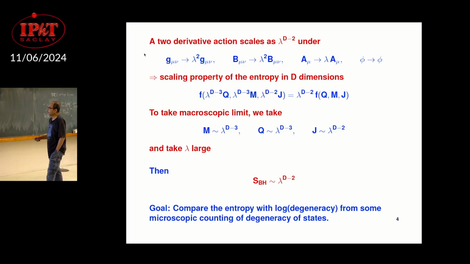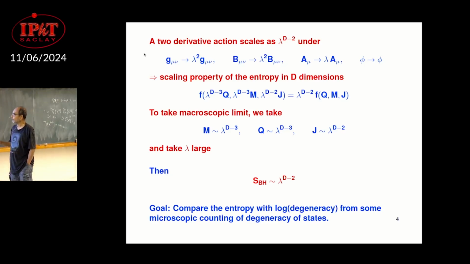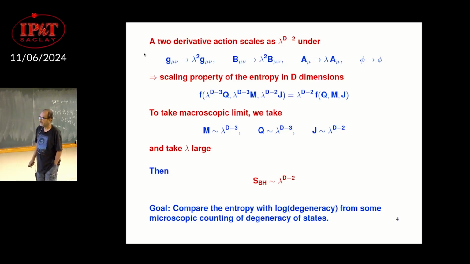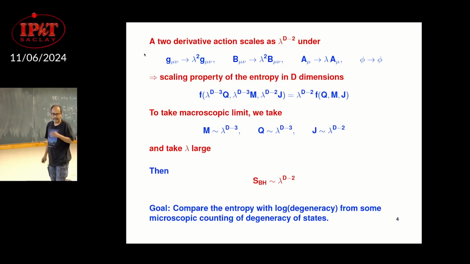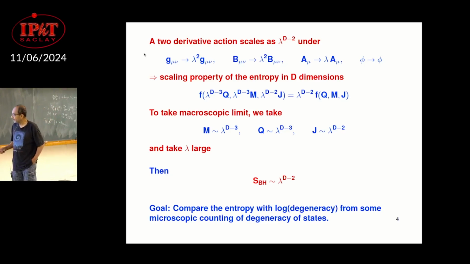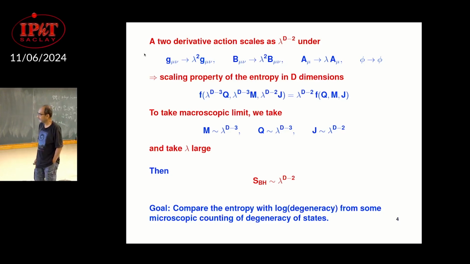Okay. And because of the scaling property, there is a nice way to take the macroscopic limit. Okay. We simply scale m, q, and j by these powers of lambda and take lambda to be large. Okay. This way, basically, all terms in the entropy scale in the same way, and the black hole entropy scales as lambda to the d minus 2. And the general goal that we have been following for many years now, okay, is to compare the entropy that you calculate this way, okay, and its higher derivative corrections that I'll be mentioning later, with log of degeneracy from some microscopic counting of degeneracy of states.